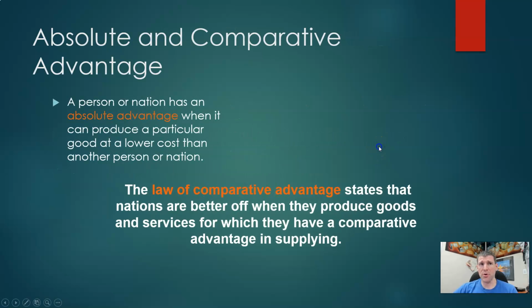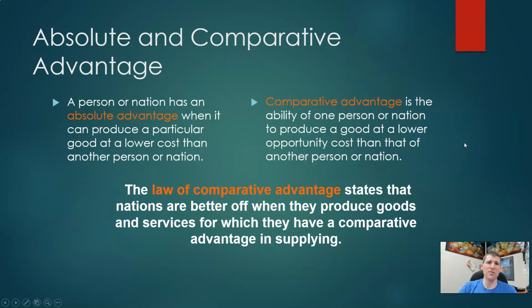Comparative advantage. We've got a couple of ideas here. The first is absolute advantage. Absolute advantage is the idea that you can simply make the most of something. Comparative advantage is that you can make it with the least opportunity cost versus somebody else. Now, when it comes to making something and trading, what we care about is the comparative advantage, that we can do it with lower opportunity costs.